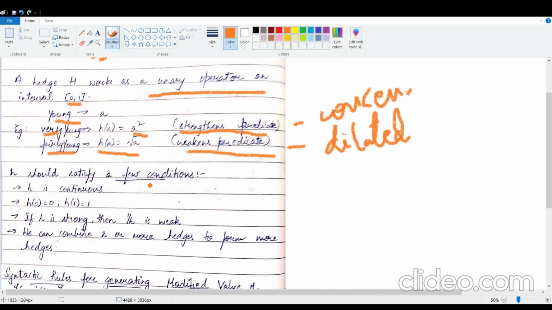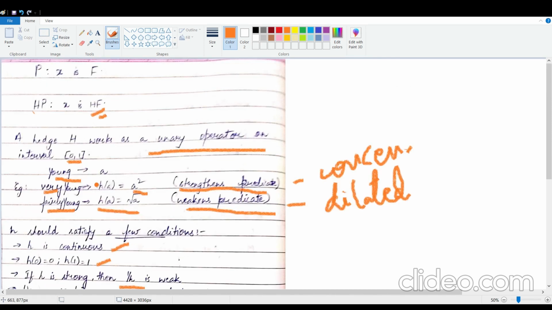Anyway, there are a few more conditions associated with hedges. A hedge is always continuous. So whatever fuzzy set you are applying this on also needs to be continuous. And h(0) is equal to 0, and h(1) is equal to 1. If h is strong, then you obviously expect 1/h to be weak. And you can definitely combine two or more hedges to form more hedges. So that is all you have about hedges.